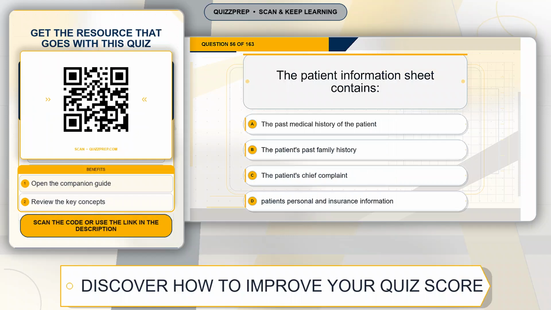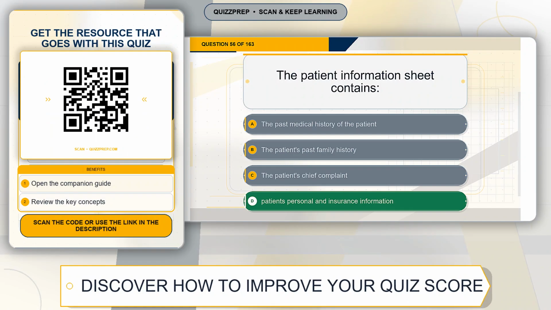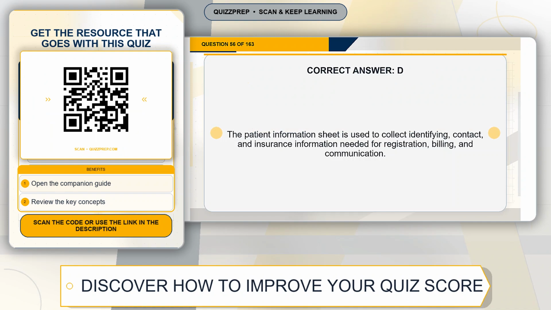Question 56. The patient information sheet contains: Option A, the past medical history of the patient. Option B, the patient's past family history. Option C, the patient's chief complaint. Option D, patient's personal and insurance information. The correct answer is option D, patient's personal and insurance information. Explanation. The patient information sheet is used to collect identifying, contact, and insurance information needed for registration, billing, and communication.